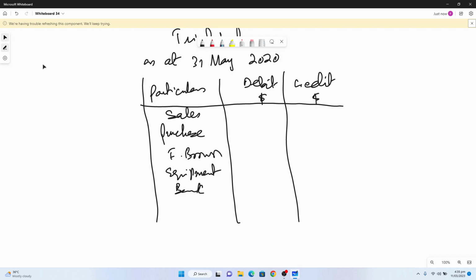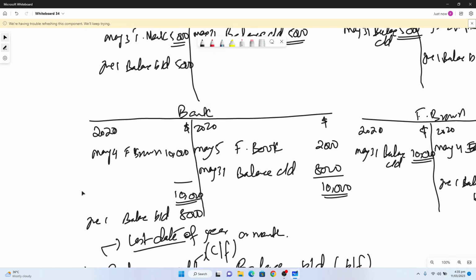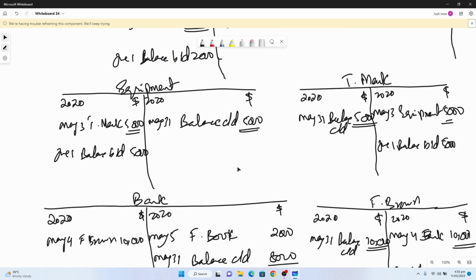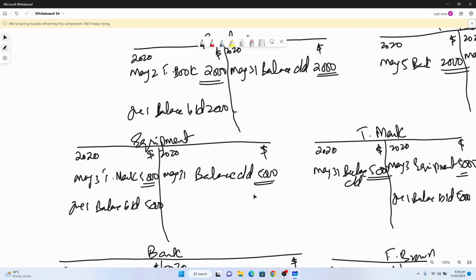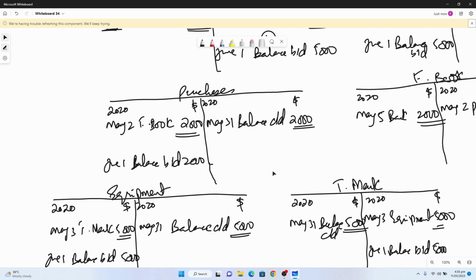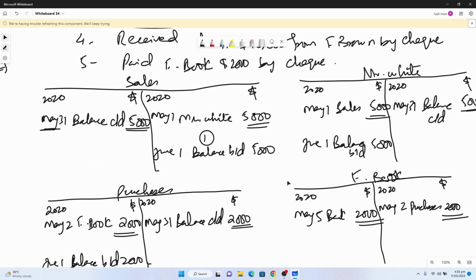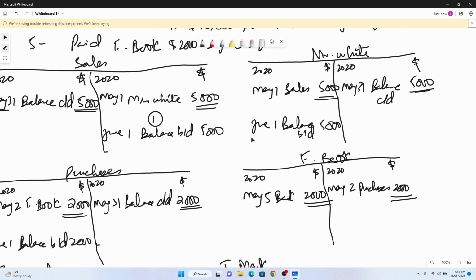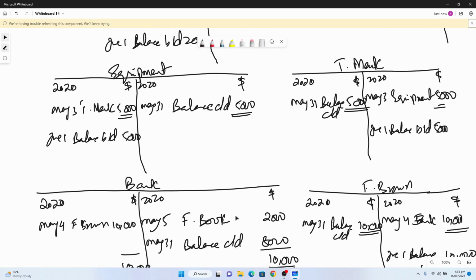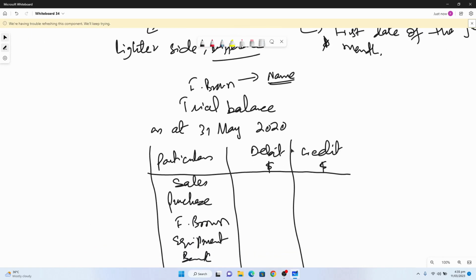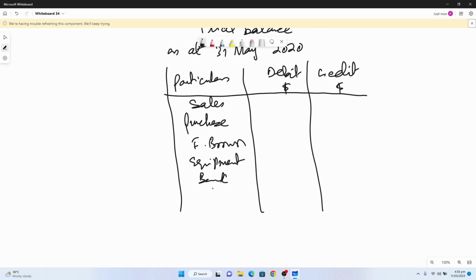Okay, so let's move forward and see what do we have. Bank is done, F Brown is done. T mark we haven't included, equipment I've already included. Purchases, sales, and then Mr. White, T Brown and Mr. White T account needs to be included, and then we are done with the trial balance. T mark and Mr. White.